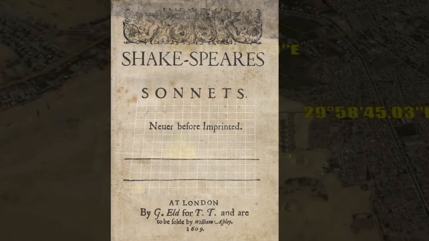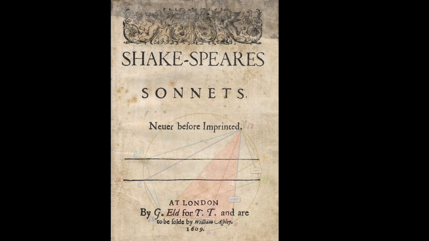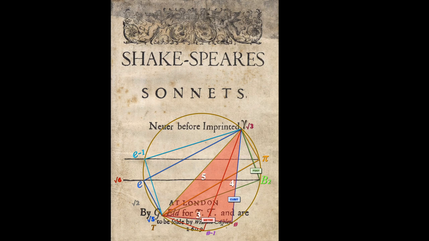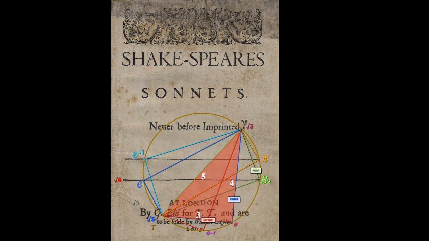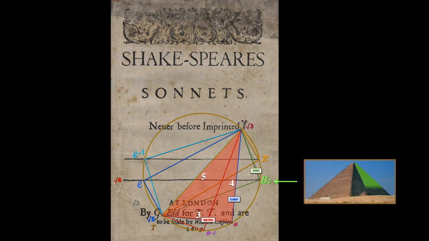Green's discoveries of hidden geometries on the cover of Shakespeare's sonnets revealed not only the geographic coordinates of the Great Pyramid, but the math constant that predicts its corner slope angle. It's positioned in such a way as to align with the sonnet circle's center, and solves the conundrum that Johannes Kepler had wrestled with unsuccessfully his whole life.